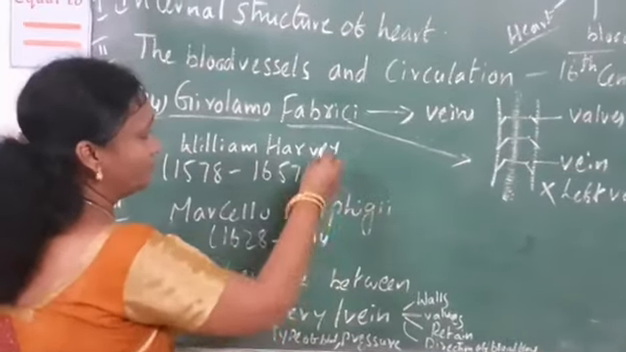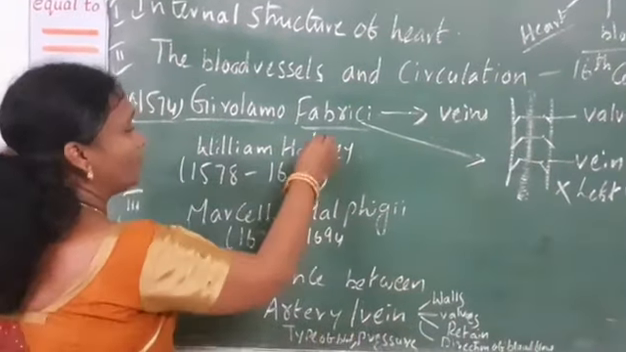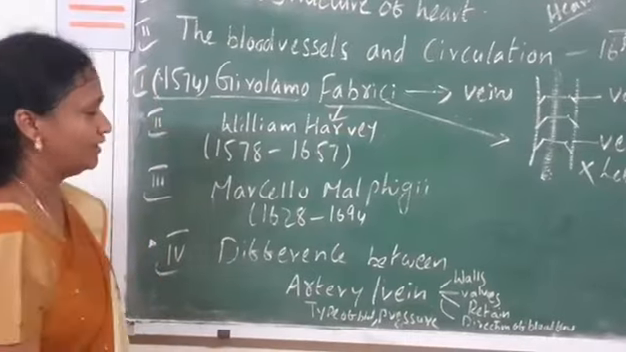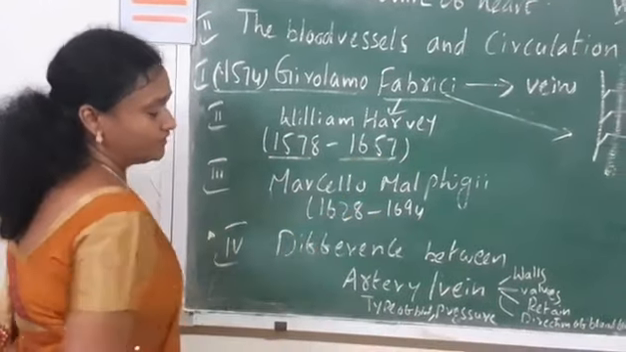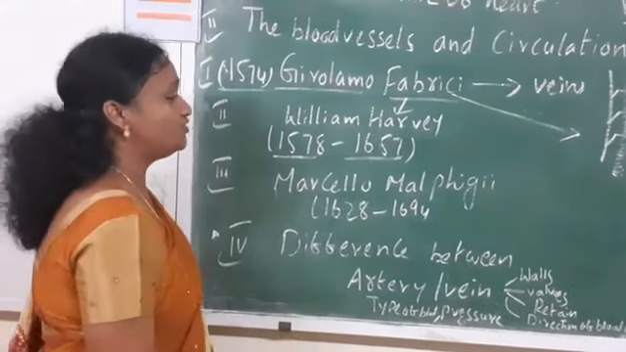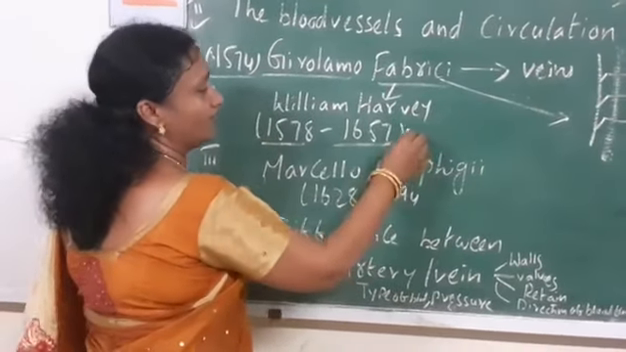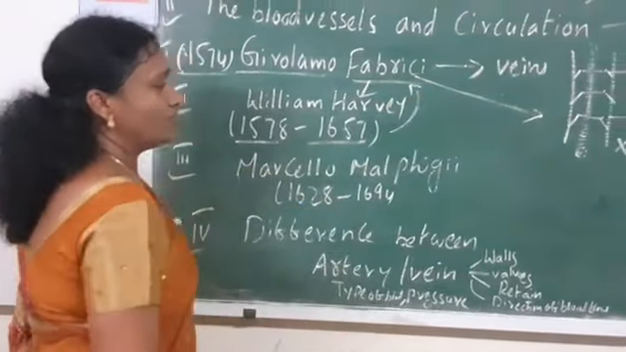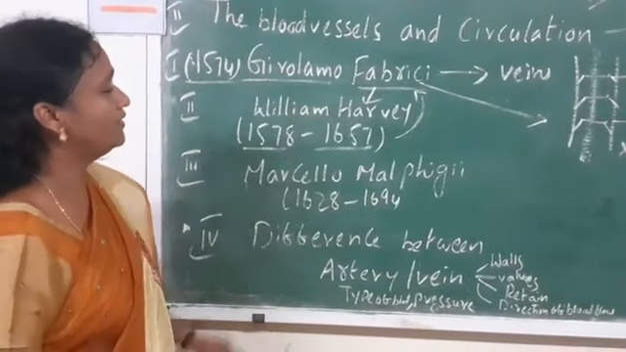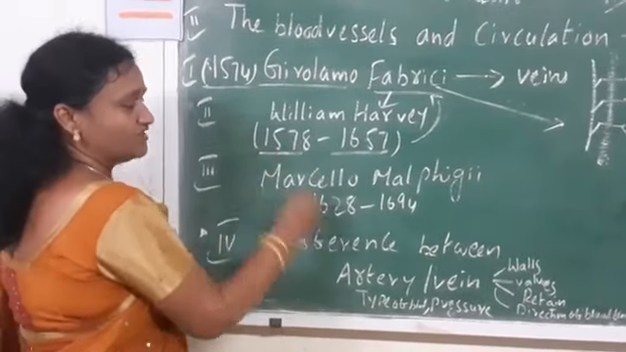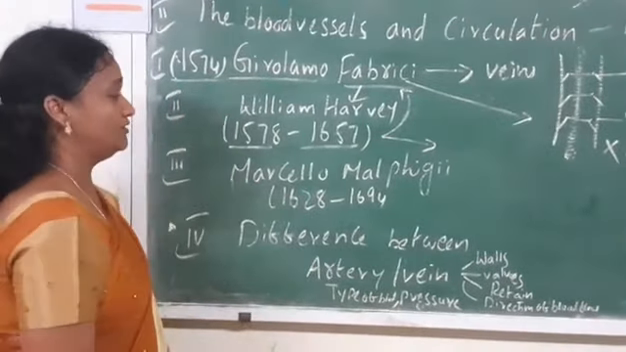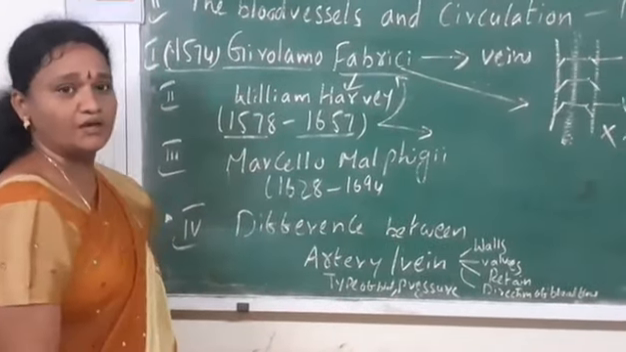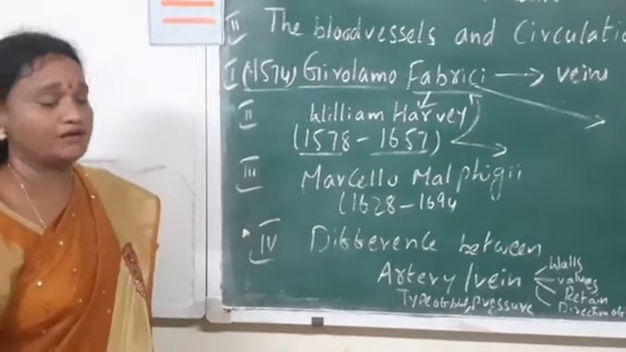After Fabrici's work, it was continued by his student William Harvey, who lived from 1578 to 1657. He was an English doctor and he studied under Fabrici. So he continued the research done by Fabrici. He was the first person to dissect a dead body. In the past, they did not allow dissection of any animals or humans.